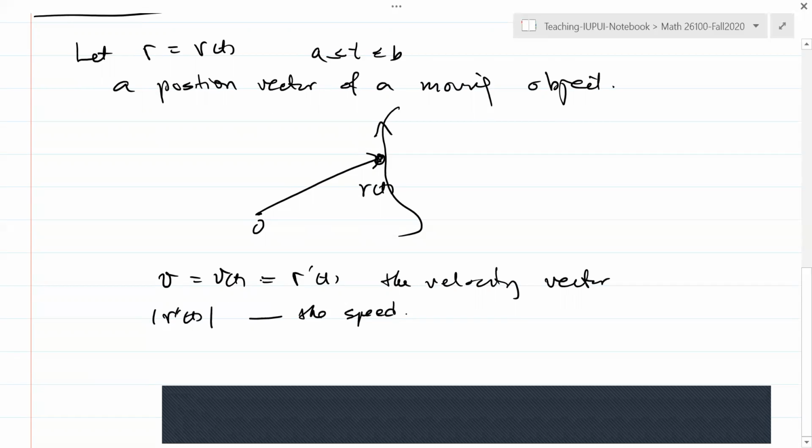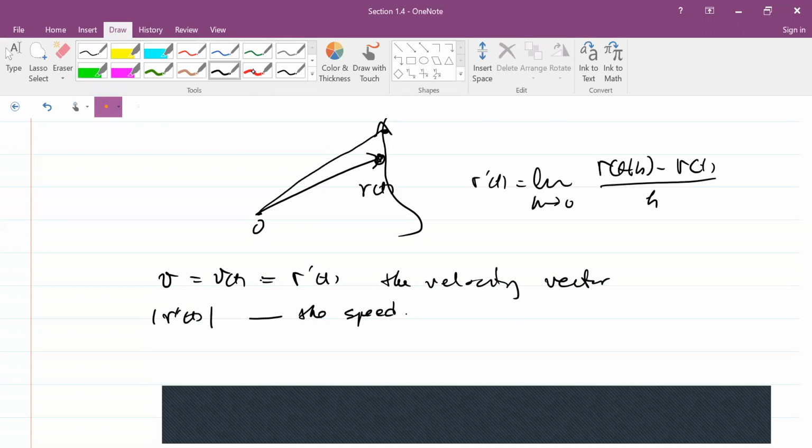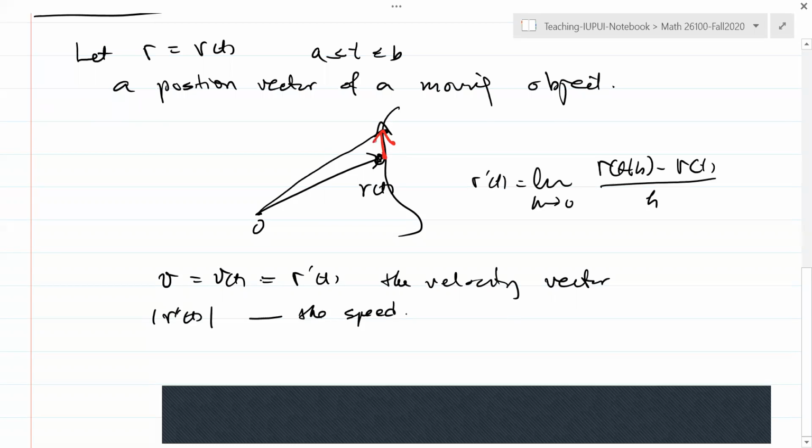So why is this called the velocity? Think about it. This is actually the derivative, which is going to be the limit as h approaches 0 of r(t+h) minus r(t), over h. So the difference of the two vectors is this piece. This is called the displacement vector between those two points.